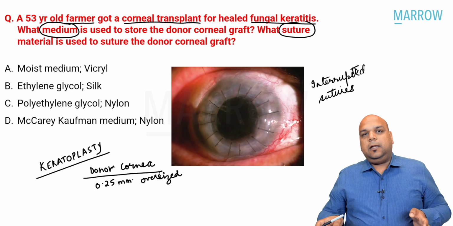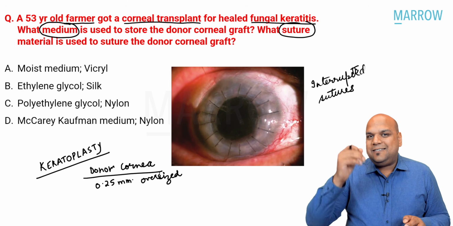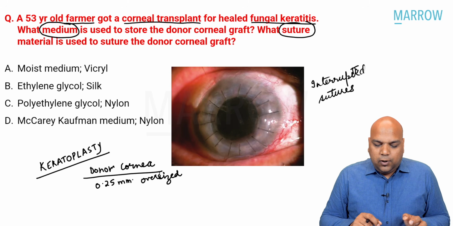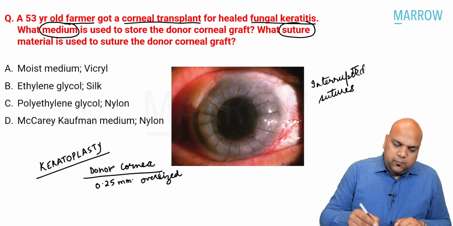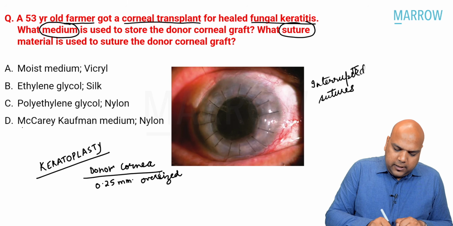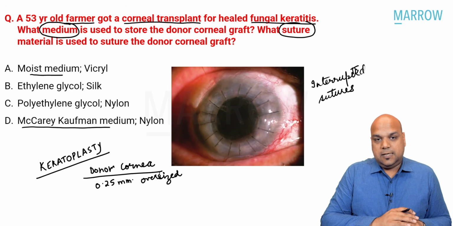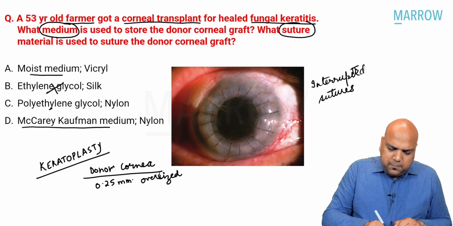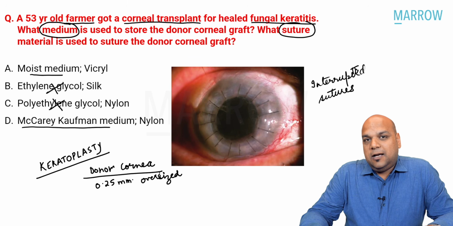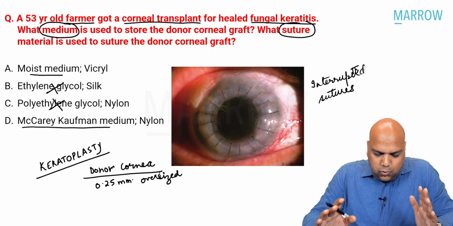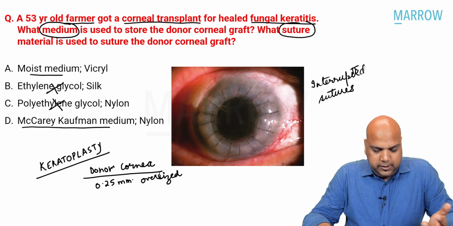Now, between the harvesting of the donor cornea from the dead body and the time it takes to reach the host cornea, what is the media used to store the donor corneal graft? So, what names have we heard? Have we heard McCarey-Kaufman media? Yes, we have. Have we heard moist chamber? Yes, we have. Ethylene glycol and polyethylene glycol, I think they are lubricants. They have nothing to do as a storage media. So if we have ever read about these names, then two options were clearly ruled out, option B and option C. So the only doubt could have been between option A and option D.